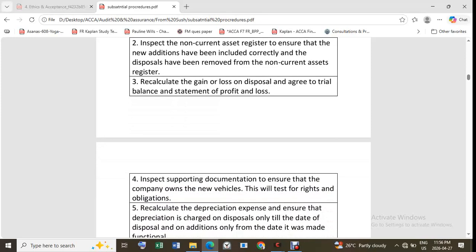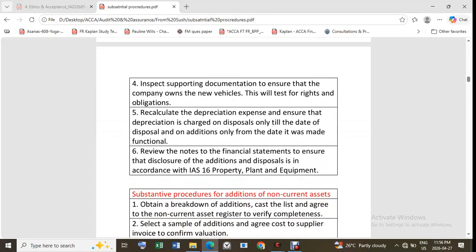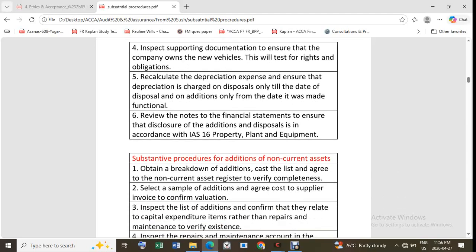That also we have to check that, as well as in case of disposal, there will be loss or gain, whether it has been appropriately shown in profit or loss, and it is agreeing as per to the trial balance or not. We have to recalculate that. And regarding owning the new vehicles, whether actually the company is owning the vehicle or not, we have to check that. For that, we have to check the supporting documentation, purchase invoice, vehicle registration, etc. This will test for rights and obligation.